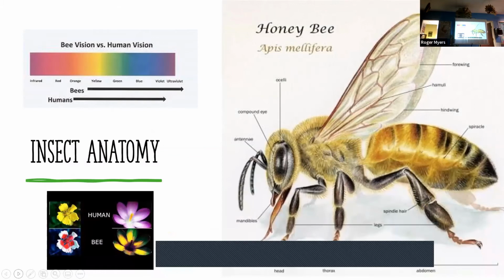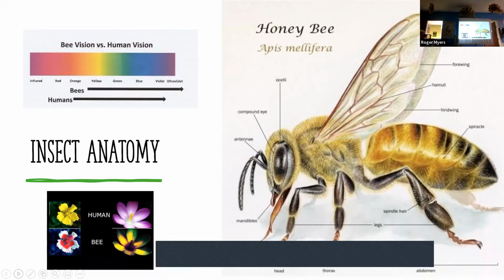Okay, so let's talk a little bit about insect anatomy. We'll talk about external anatomy first. So a honeybee is an insect. Insects have 3 body segments: a head, a thorax, and an abdomen. On the head, you have 2 types of eyes. So you have compound eyes, and those are the eyes that you're going to be able to see on a bee. Bees see in UV and polarized light.